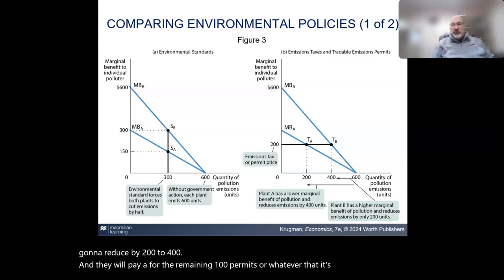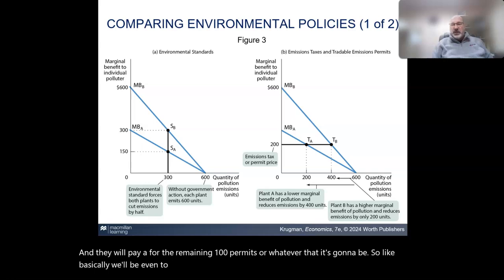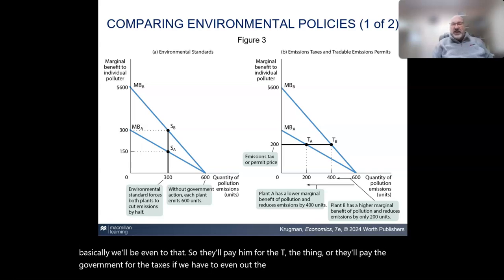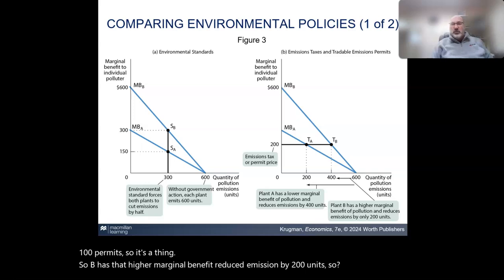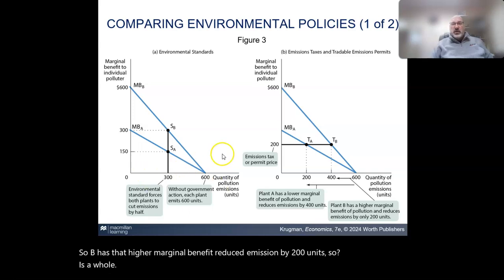So basically we'll be even to that, so they'll pay them for the permits, or they'll pay the government for the taxes. If we have to even out to 300, they'll pay A for their 100 permits. So B has that higher marginal benefit, and reduces emissions by 200 units.